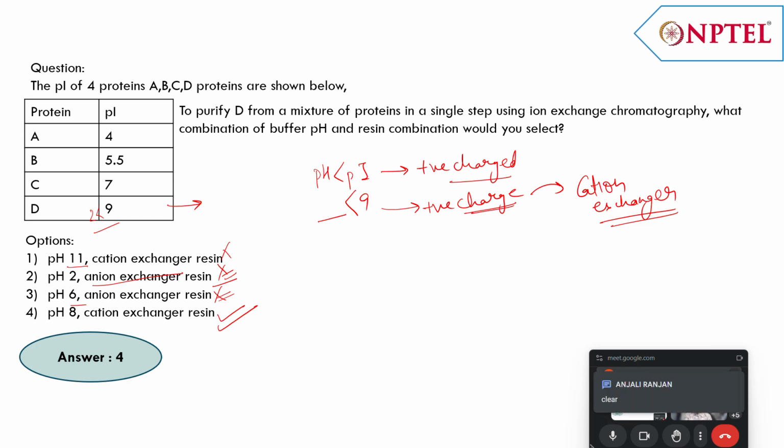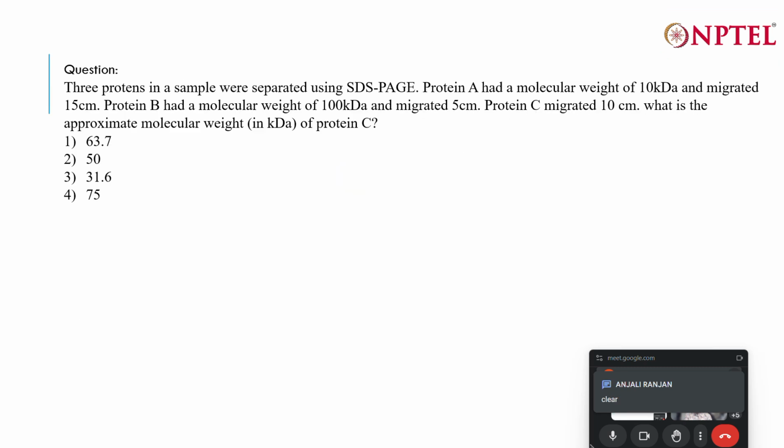Okay, if not, then we'll move on to the next question. Three proteins in the sample were separated using SDS-PAGE. The first protein has a molecular weight of 10 kilodalton and migrated 15 centimeter. Protein B has a molecular weight of 100 kilodalton and it migrated 5 centimeter. And protein C migrated 10 centimeter. So, what is the approximate molecular weight of protein C? So, what can be the correct answer?